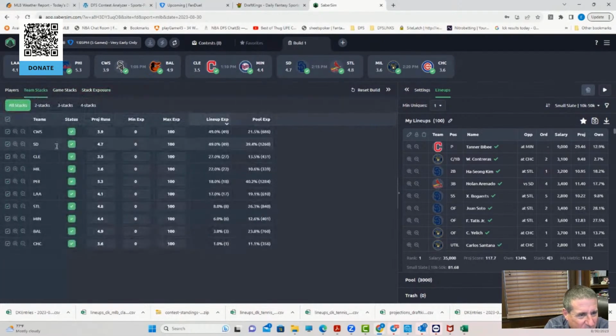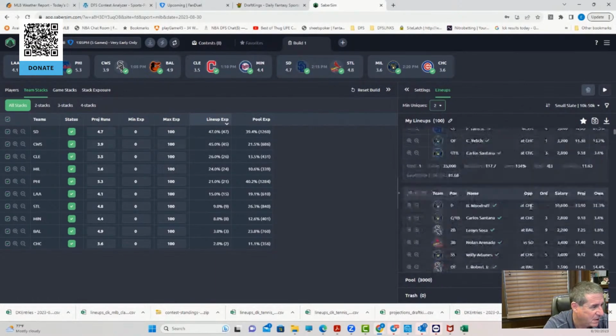Team stacks. White Sox. What in the hell do I know? See, this is why we do this. White Sox. 49% White Sox. Dude, I might just blindly put this in if that's the case. And it's only a small slate, too. I mean, this is crazy. San Diego and the White Sox. Who are these people?